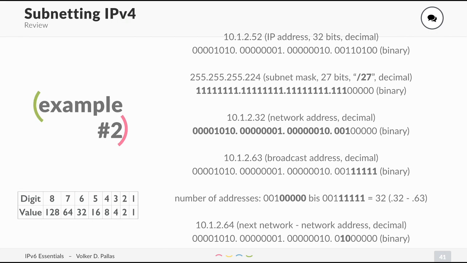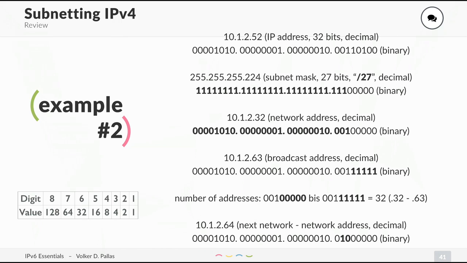Let's have a look at another example. You have another address from another address space. It's 10.1.2.52. This is also 32 bits, and I told you the binary notation. This time the subnet mask is a bit harder. It's a /27. And /27 means we have 27 bits set to 1, and the remaining bits are for hosts. So, what is the network address? Just look at the whole address in binary notation above and use the network mask, and you will find out the network address is 10.1.2.32. Why? I marked it in bold.